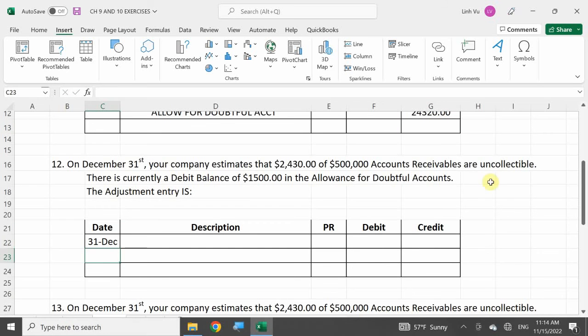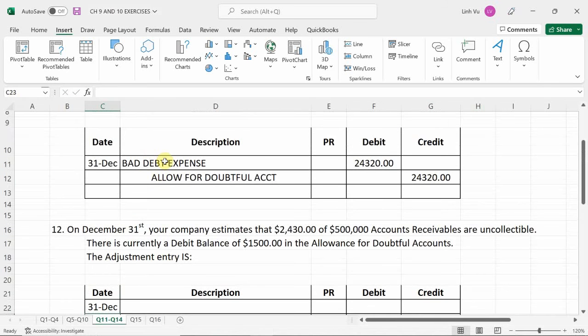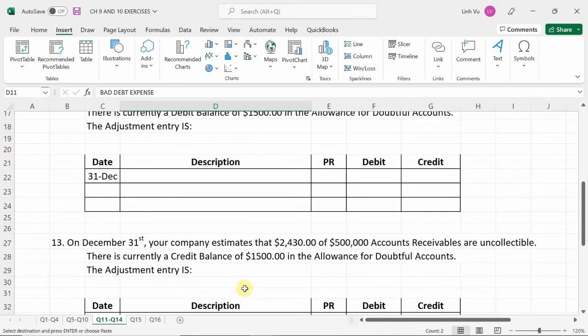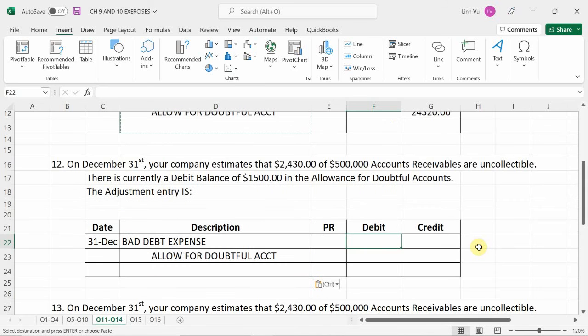So in this case, December 31st, it's going to be the same journal entry here. You have the bad debt expense and the allowance for doubtful accounts, but the only difference is you're going to do $2,430 plus $1,500 because it currently has a debit balance. So you're on the left side. You need to be on the right side, which will give you a total of $3,930 even. Okay?